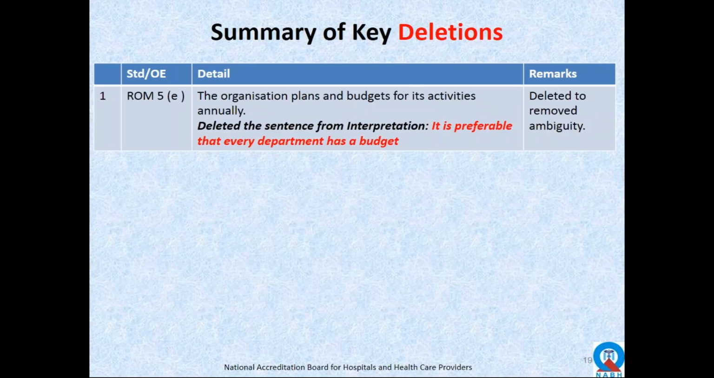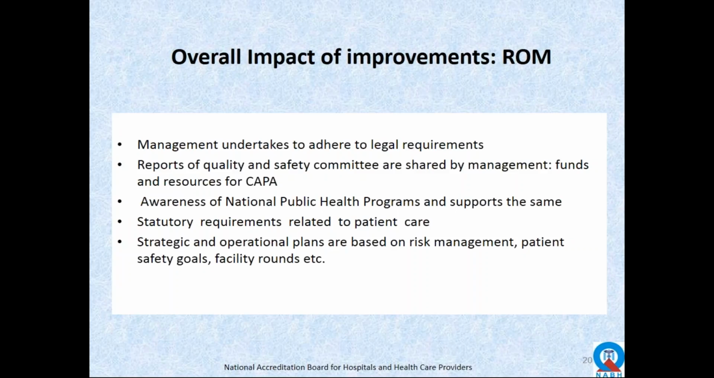Looking at the ROM chapter overall, you can see that a lot of clarity has now been brought in on what is required for adherence to the legal requirements, and that the reports of the quality and safety committee are shared with the management, who then take further action and allocate funds and resources for that. The awareness and support to the national health programs is a new thing which has been added, and the strategic and operational plans are now based on several inputs such as risk management, patient safety goals, facility rounds, etc. So a lot of improvement has been made on the ROM chapter to make it more comprehensive, though not many changes have been made as compared to the 3rd edition.